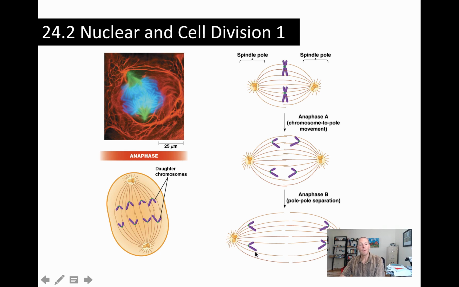Then anaphase B, the poles actually move apart, so the centrosomes start to move, and so then the spindle and the cell elongates, and so that's anaphase B down here, and that's pole-to-pole separation.